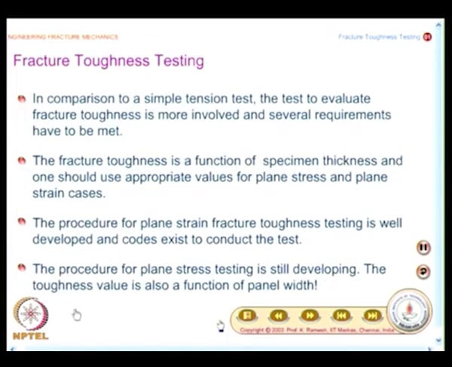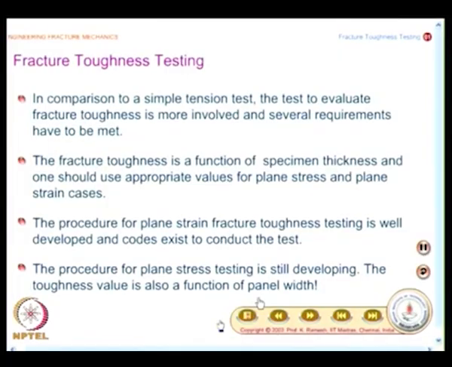and you have to note a funny piece of information. The toughness value is also a function of panel width. Too many parameters come into the picture. If I use panels of different widths, fracture toughness also changes. So, this you have to keep in mind. This makes your testing also a bit difficult.